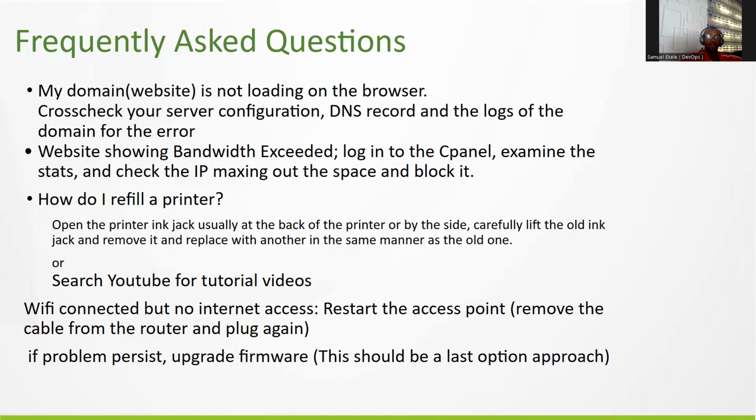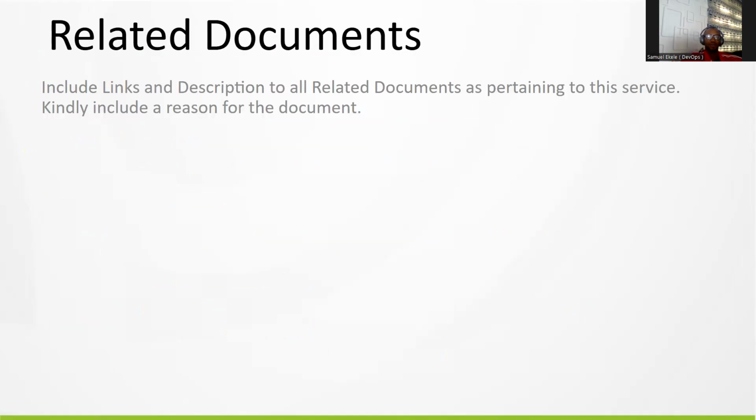If your Wi-Fi is connected but there is no internet access, you restart your access point. Remove the cable from the router and plug it again. If the problem persists, you may need to upgrade your firmware.